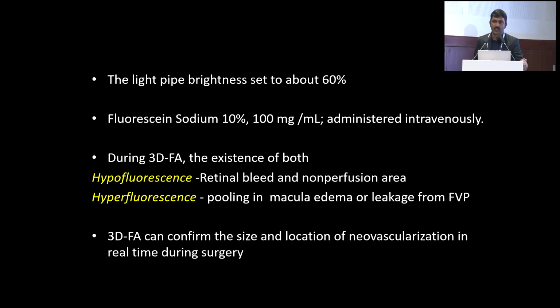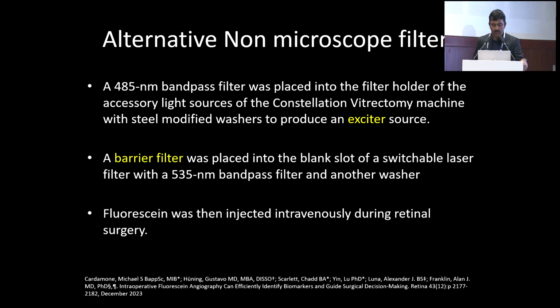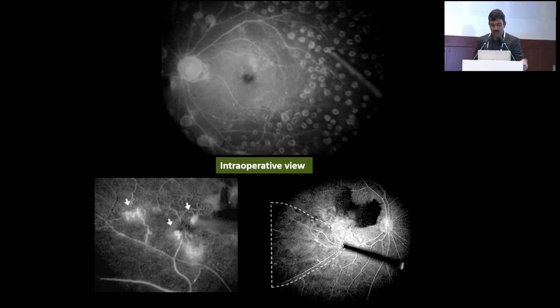Similar to what you see after fluorescein injection, you can have either hyperfluorescence or hypofluorescence based upon the lesion which you are seeing. 3D FA can confirm the size, location, and the neovascular status. A recent modification is that instead of fitting onto the microscope, you can fit the excitation and barrier filters within the vitrectomy system as well as into the laser system, so that you can avoid the fitting of the filter into the microscope. These are the intraoperative views which clearly show the CNP areas, capillary non-perfusion areas, and the neovascular areas.